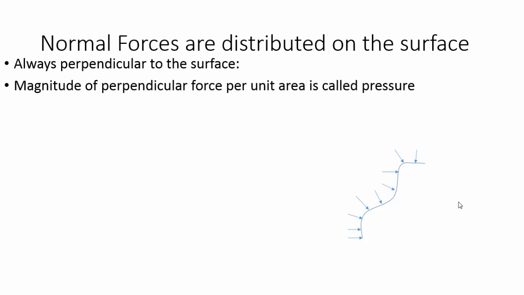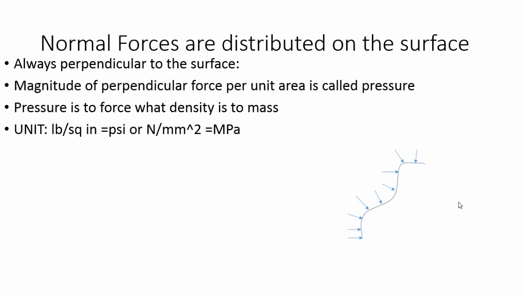The magnitude of the perpendicular force per unit area is called pressure. So pressure is force per unit area, and pressure is to force what density is to mass, right? Its unit is pounds per square inch, or PSI, in the FPS system, or Newton per millimeter squared, or megapascals, in the SI engineering units. You know, those are the typical units. In many cases, instead of using PSI, people will use kilopounds per square inch, KSI.